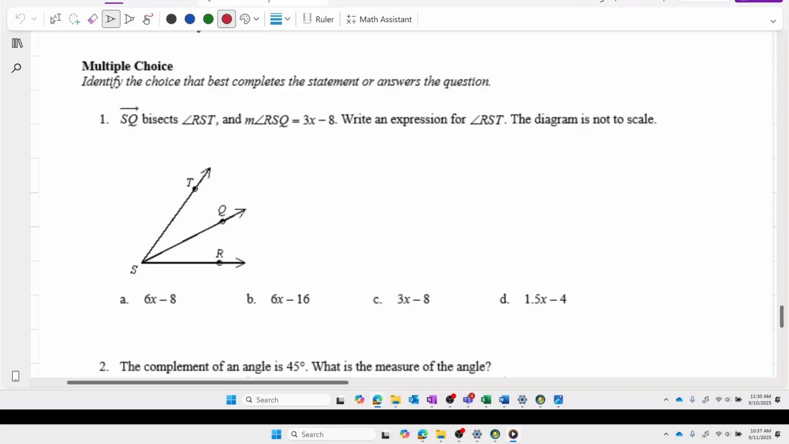Problem number one, if you want to draw that right down, you can. But again, these notes will get uploaded to Focus. SQ bisects angle RST. So SQ is this ray that bisects angle RST, so these two angles are congruent.